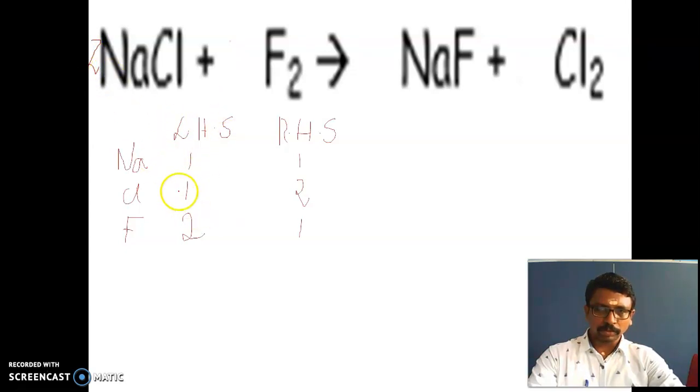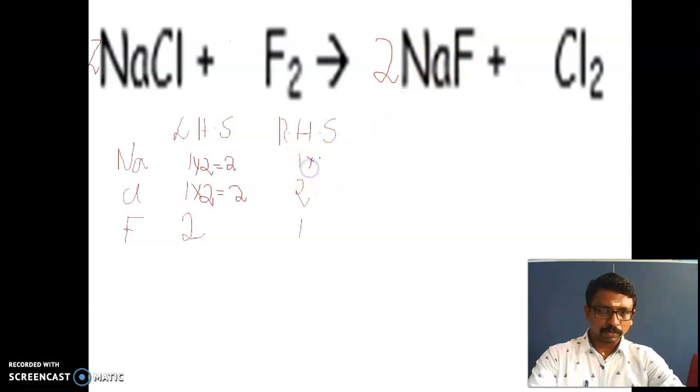If we put 2, then in the reactant the chloride has 2 atoms and in the product also the chloride has 2 atoms. But for sodium, in the reactant the number of atoms is 2, and in the product the sodium has only one atom. So here we have to put 2 in front of that sodium fluoride molecule.